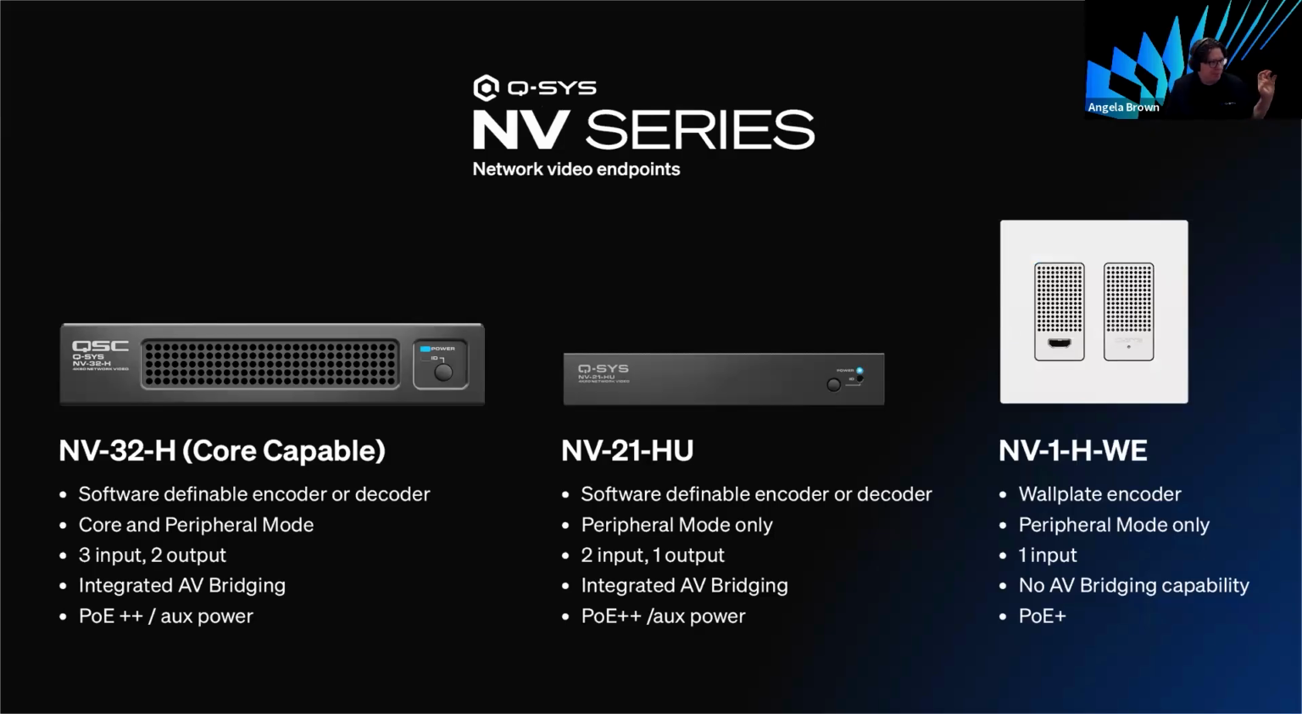But we have three boxes in the NV series, the NV32, which can be a core and an encoder or a decoder. It's also a 3x2 video switcher, kind of the Swiss Army knife of conferencing, as I like to call it. It can do a little bit of everything. We have our NV21 that can be an encoder or a decoder, has AV bridging as well, but also gives you the ability to have single laptop USB-C connection, say at a podium or a conference table. And then we have the NV1HWE, which is our wall plate encoder, which again, all three of these are running on Shift.